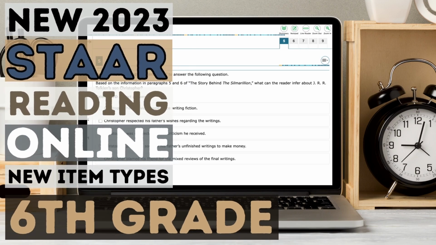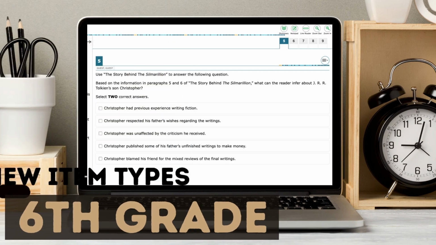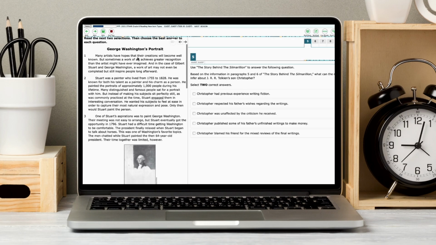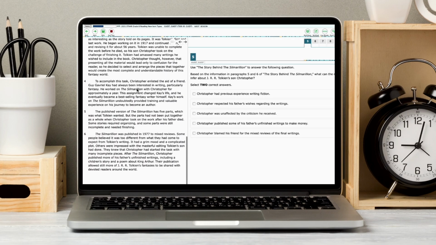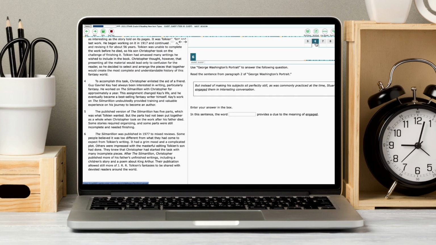Today, I'm going to show you what the new 2023 STAAR Reading Online test with new item types will look like in 6th grade. As you know, the STAAR test is changing. In 2023, all students will take their Reading STAAR test online. Many of the questions and how they are formatted will look different from past tests.